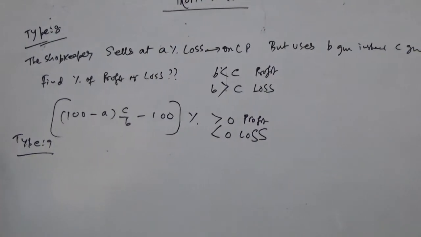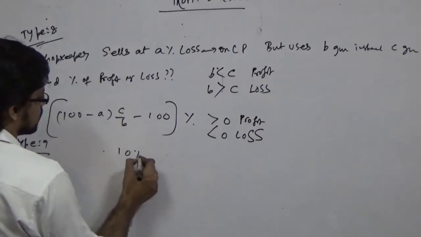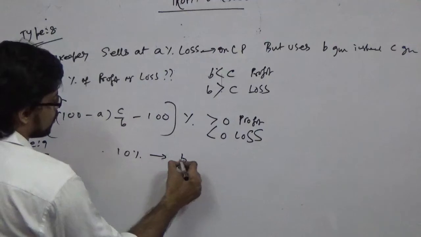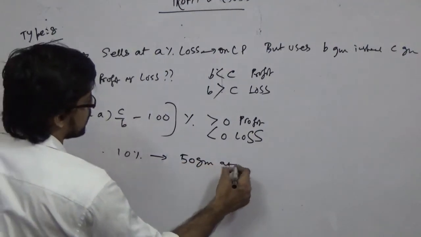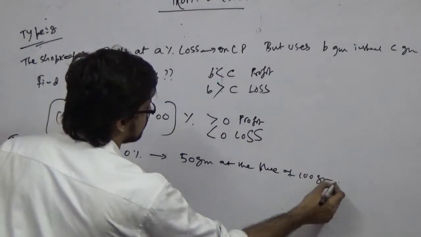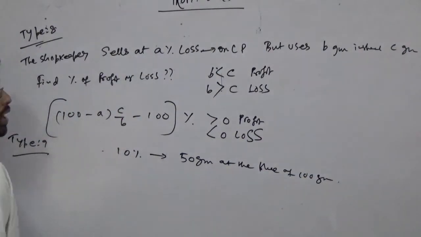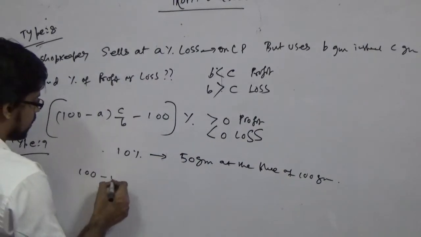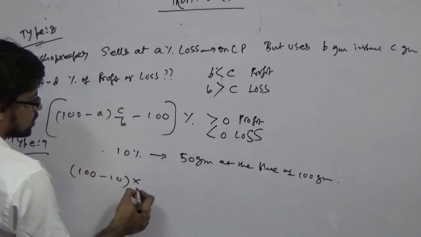For example, he is making a loss of 10% and he uses 50 gram at the place of 100 gram. So find this profit percentage. How to do it? So 100 minus 10 into C by B.